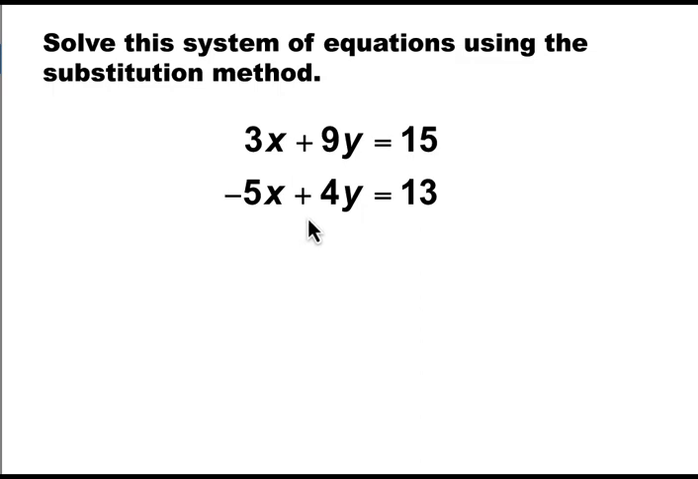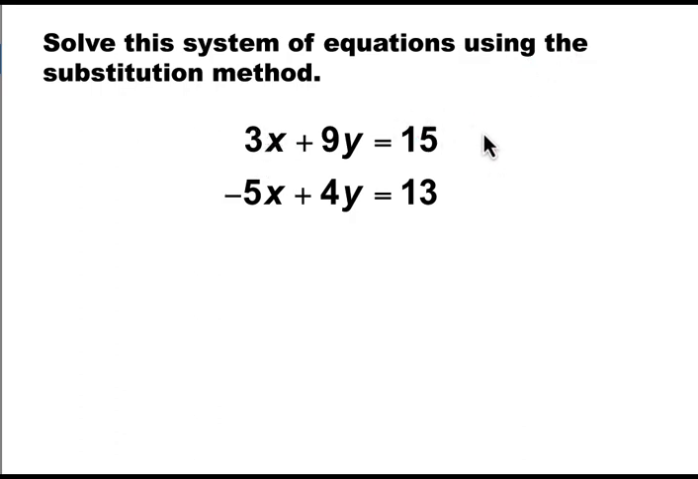When using this method, start by identifying the expressions with a coefficient of 1. In this case, none of the coefficients are 1. In such a case, look for coefficients that divide out easily. Here, we see that these coefficients and this number are multiples of 3. So the easiest thing to do is to solve for x.